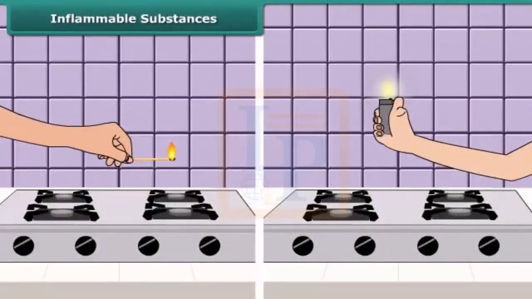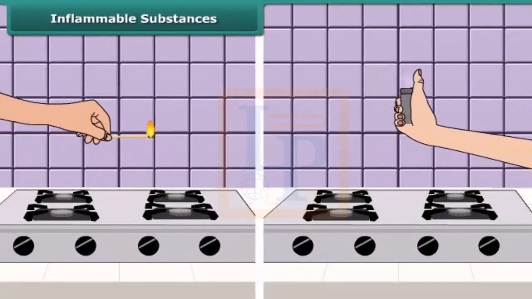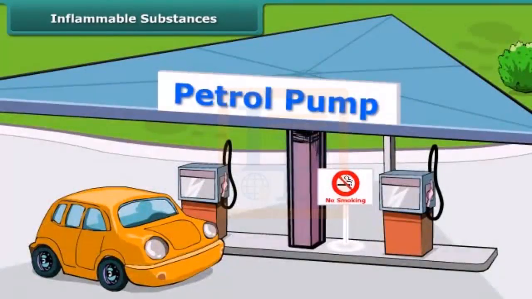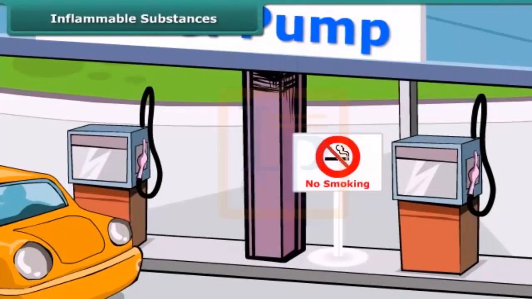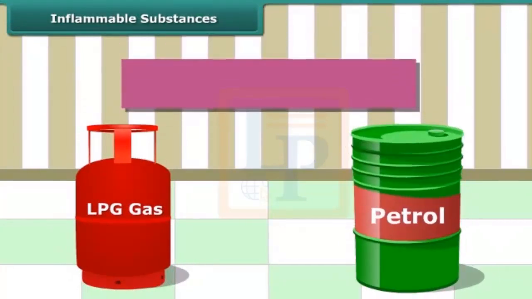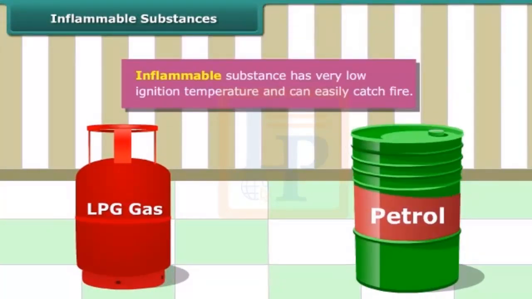Your mother would have told you to keep a burning matchstick or a lighter away from the LPG gas stove in the kitchen. This is because LPG catches fire very easily. Similarly, you must have seen a no smoking sign board at the petrol pumps. It is because petrol also catches fire very easily, and therefore it is advisable not to smoke at the petrol pumps. Substances like LPG and petrol are inflammable because they have low ignition temperature, due to which they readily catch fire.